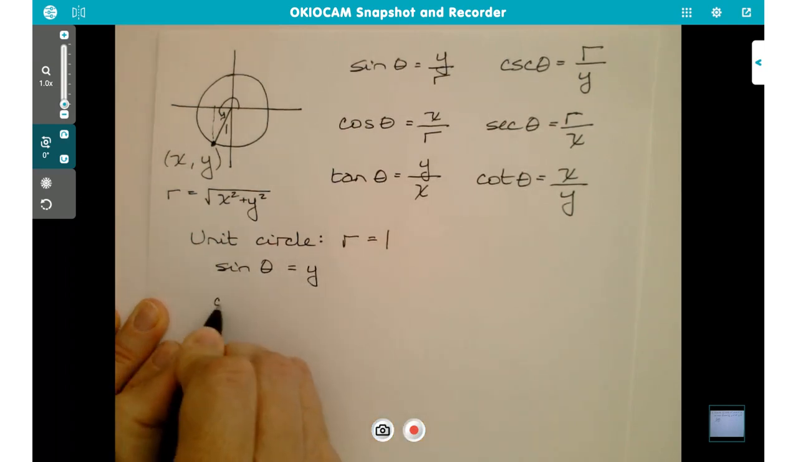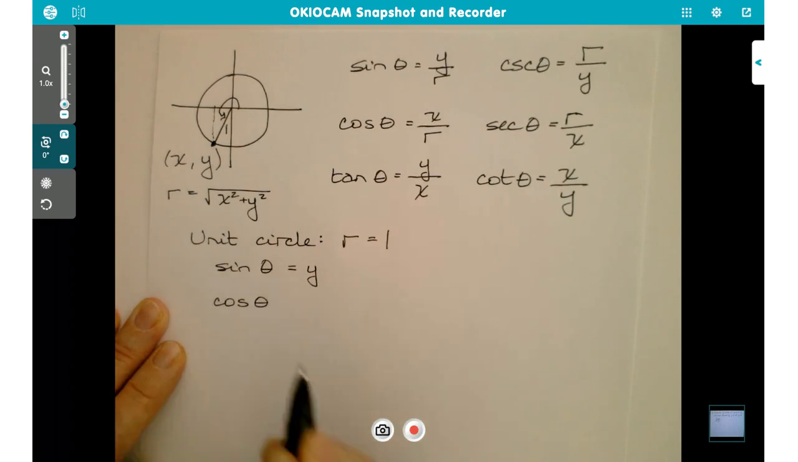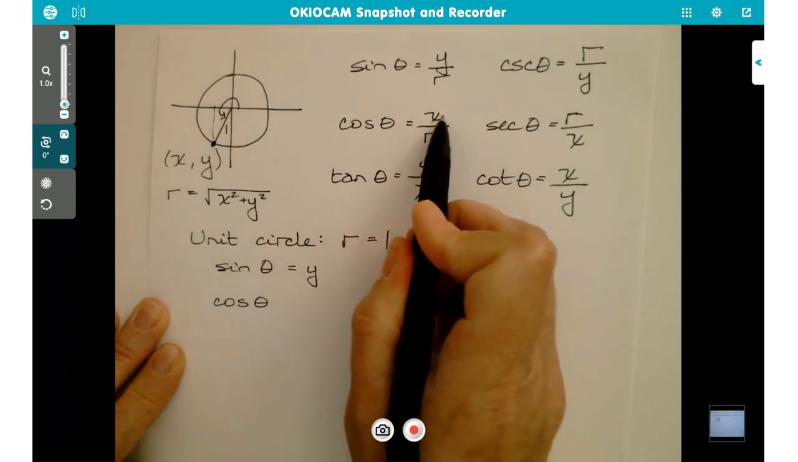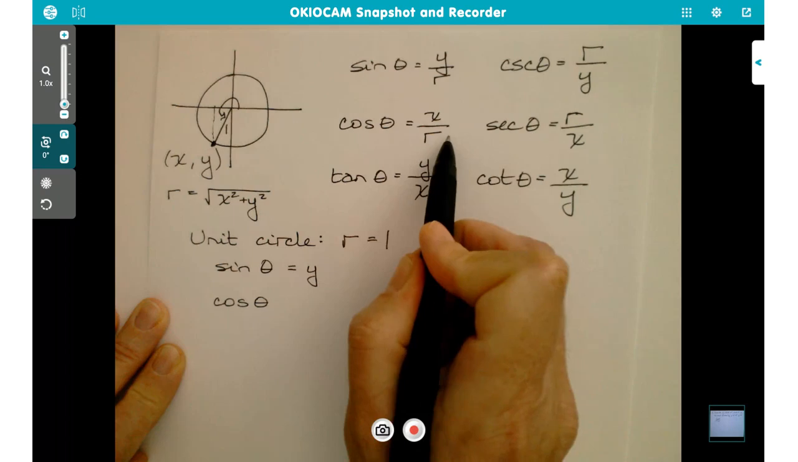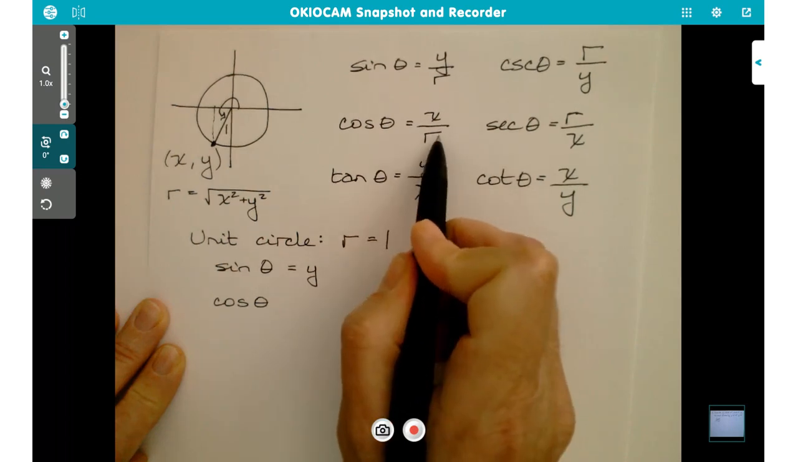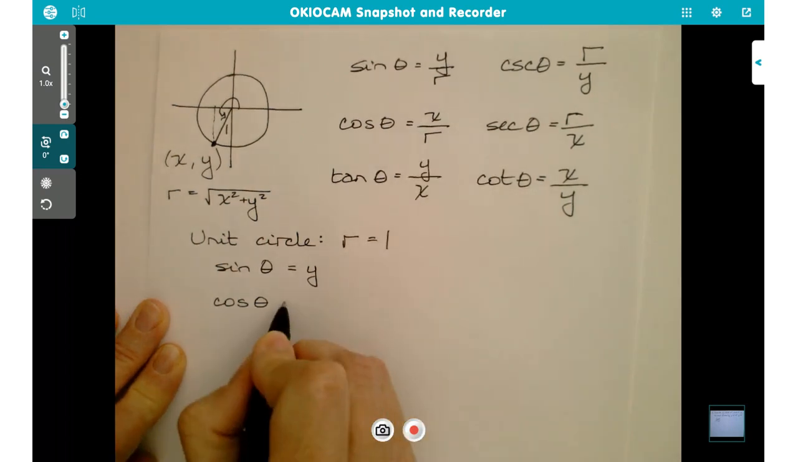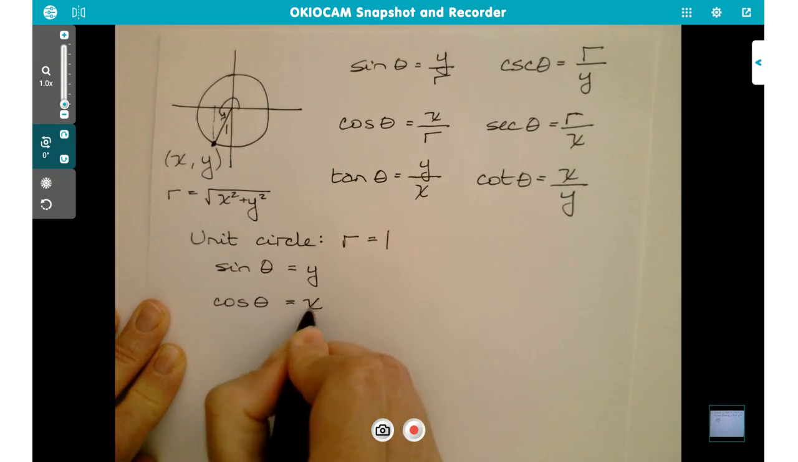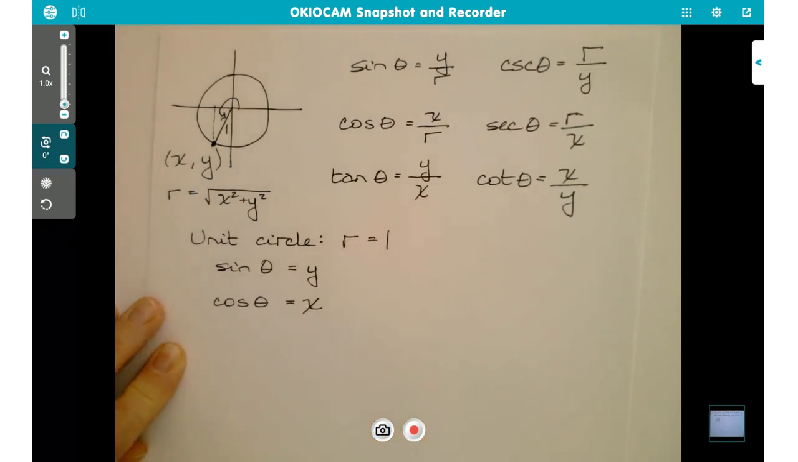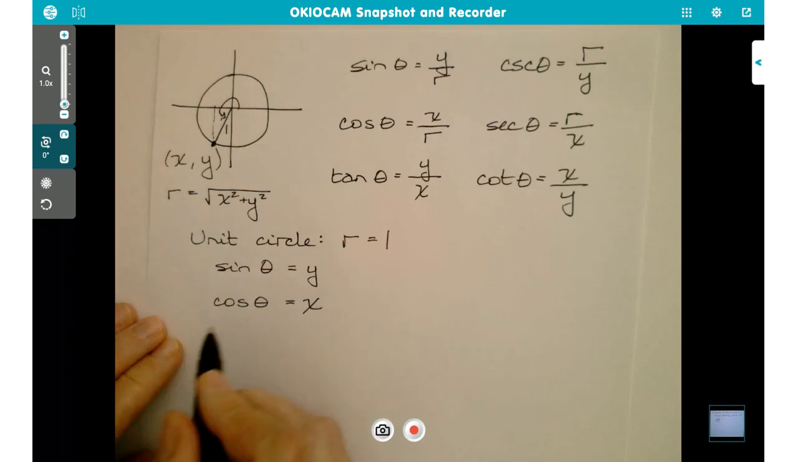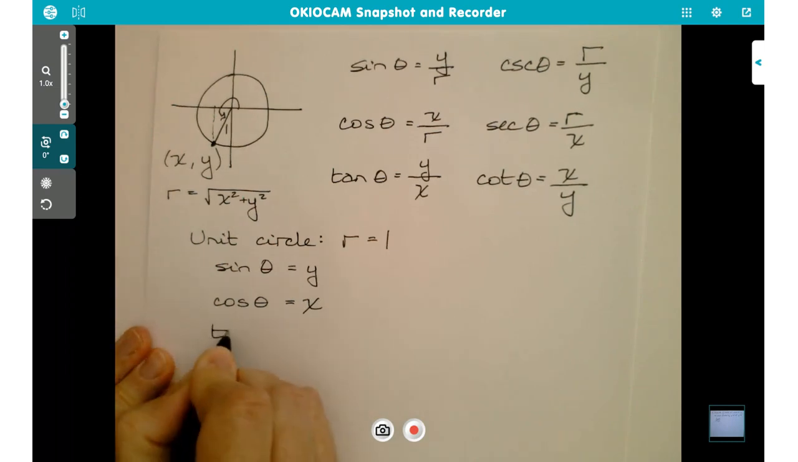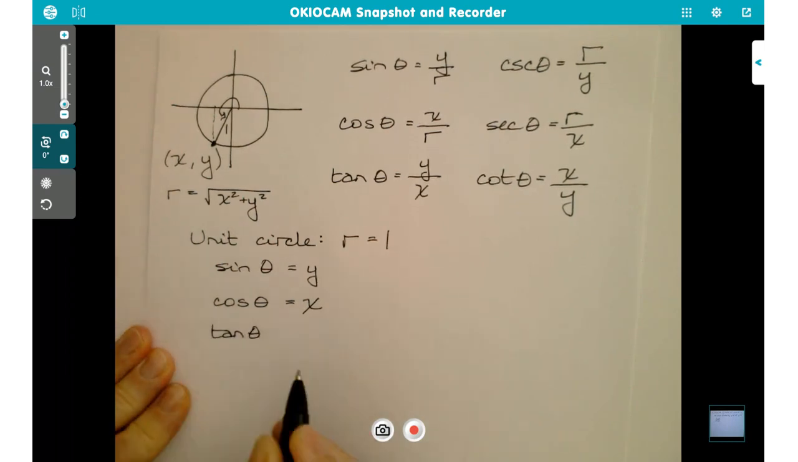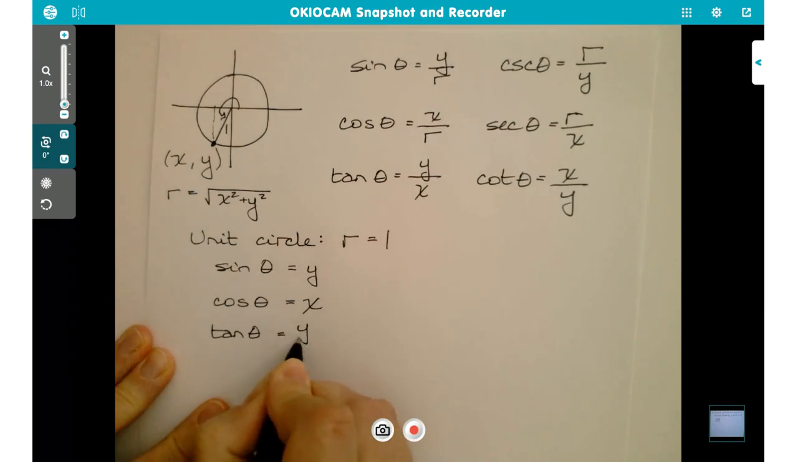The cosine of my angle is still the adjacent side over the hypotenuse. It's still x over r, but if r is 1, again, I'm not going to write x over 1. I'm just going to write x because x over 1 is x. The tangent, oh well, nothing clever happens with the tangent. It's still y over x.